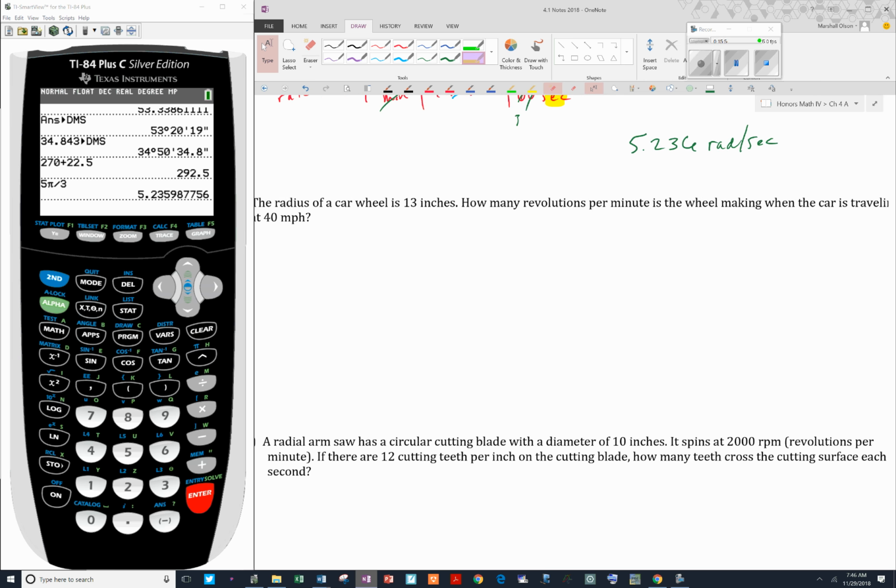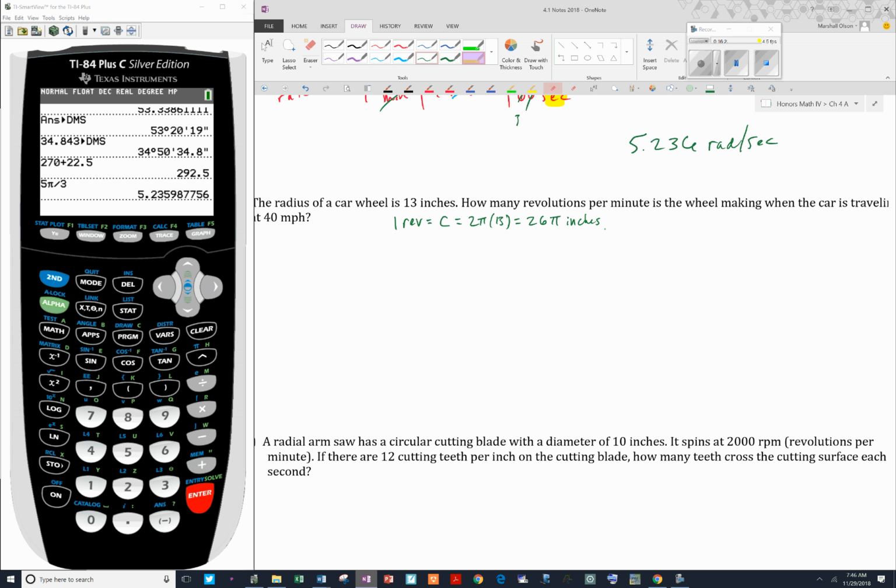I'm going to stop right there. If the radius of the car wheel is 13 inches, one revolution would be equal to the circumference, which would be 2 pi r, or 26 pi inches. Throw that in there too. Okay? We can use it. We can use any combination of that as a conversion factor.